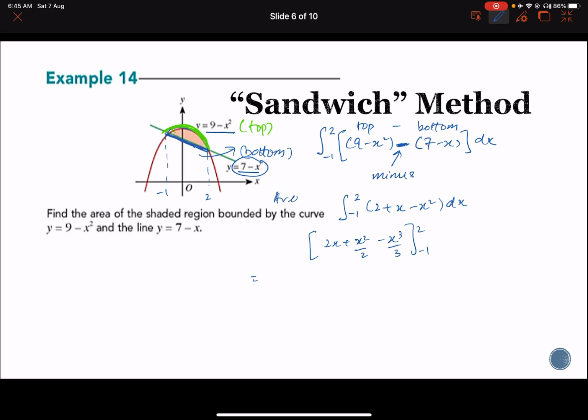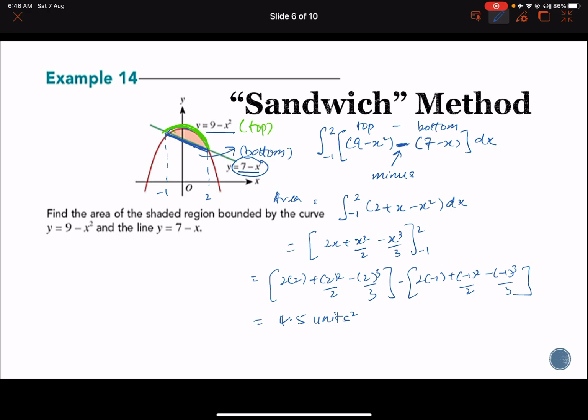I should have written out area, sorry about that. So we have 2 times 2 plus 2 squared over 2 minus 2 cubed over 3, minus away 2 times negative 1 plus negative 1 squared over 2 minus negative 1 cubed over 3, and straight away you get 4.5 square units. No need to minus anything, no need to worry about what kind of shape, whether it's a trapezium or triangle. It's just a sandwich. The sandwich method is very useful because you don't have to worry about minusing off.